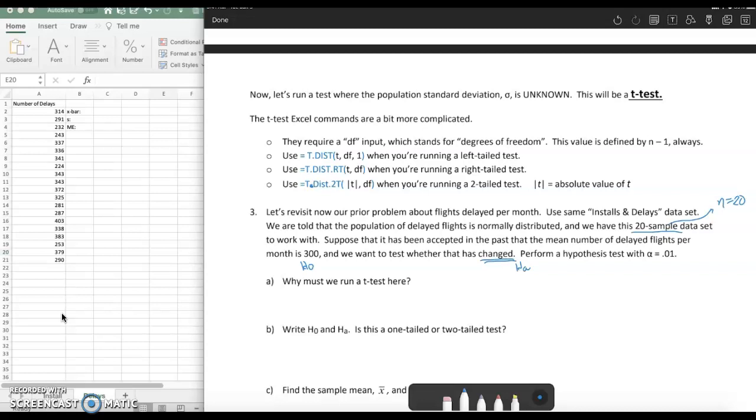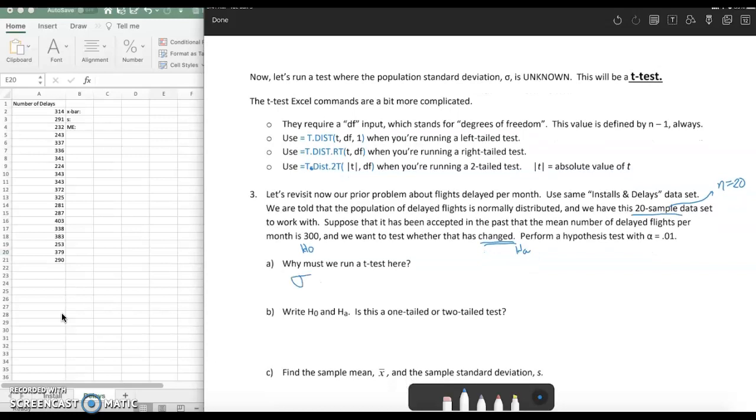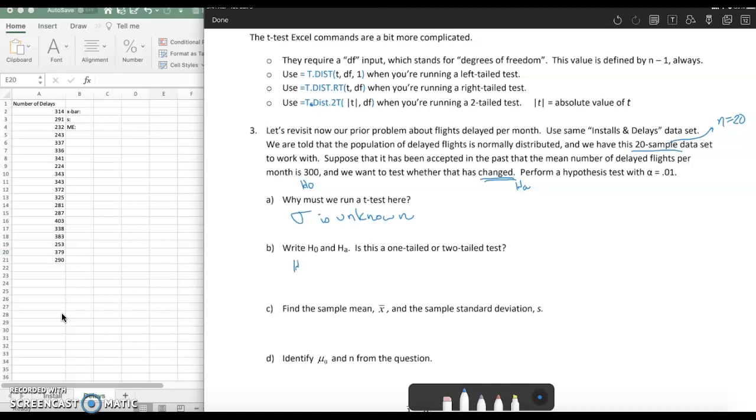Why do we have to run a t-test here? Well, if you look into the information that we're given, we do not know the sigma value. So sigma is unknown. They don't tell us anything about this population's standard deviation. So when that's missing, we have to automatically do a t-test. Write our null and our alternate and decide, is this a one or a two-tailed t-test? So I'm going to write H sub naught and H sub A.